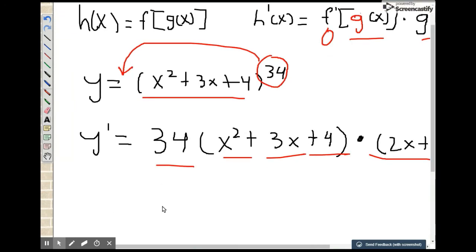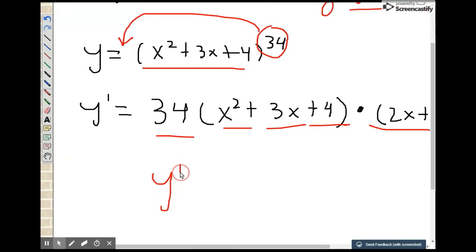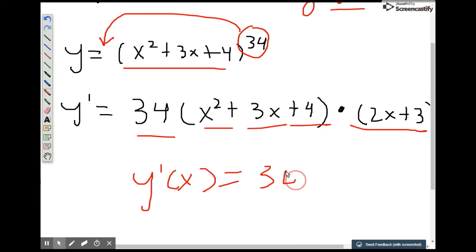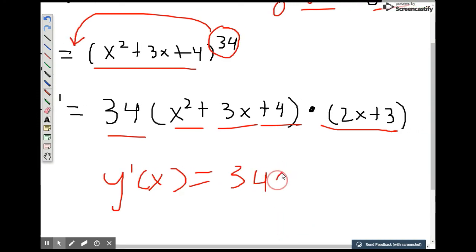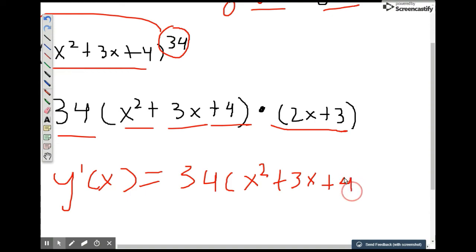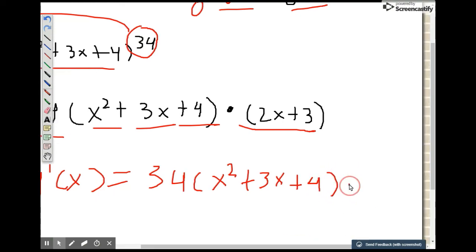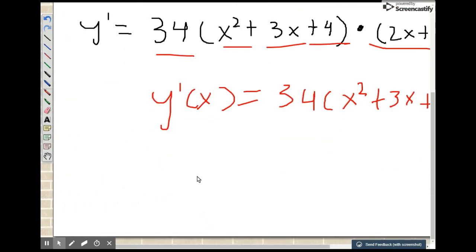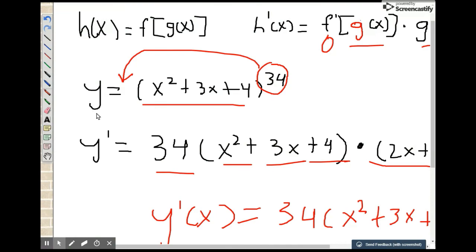So the answer for y prime of x is 34 times the quantity x squared plus 3x plus 4, multiplied by the quantity 2x plus 3. Okay, that's the answer to the problem over here. Thank you for watching.